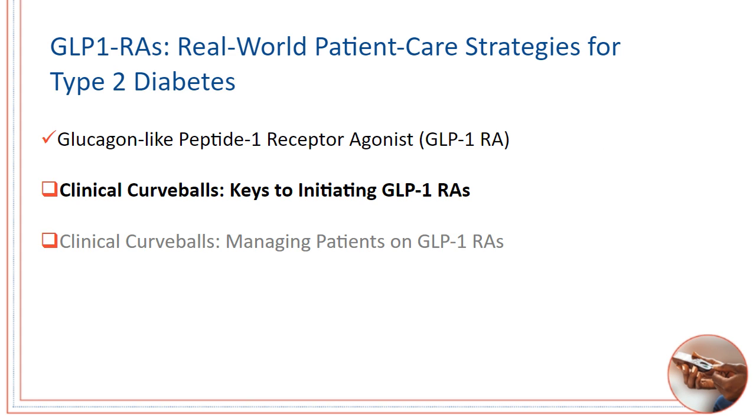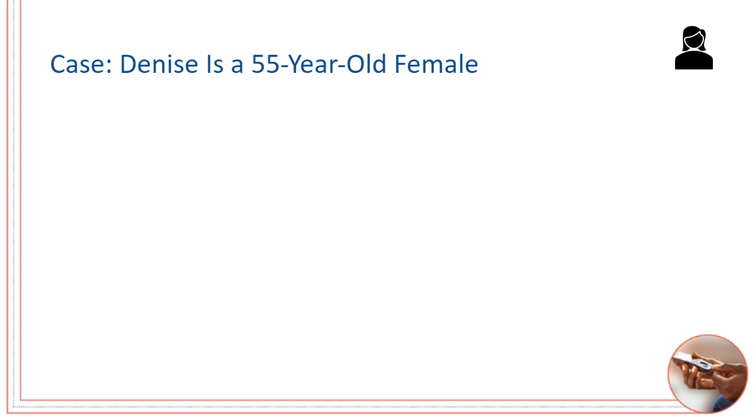Now we'll move on to part 2, keys to initiating GLP-1 receptor agonists. So now let's talk about Denise.